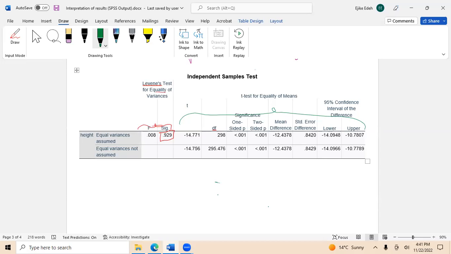Okay, so we look at the green component to interpret the t-test. So how do we interpret that? If you look at the p-value, and we take it that we are doing a 2-tail test, it's smaller than 0.05. In fact, it's so small that SPSS decided to put in less than 0.001 here as the output, okay?